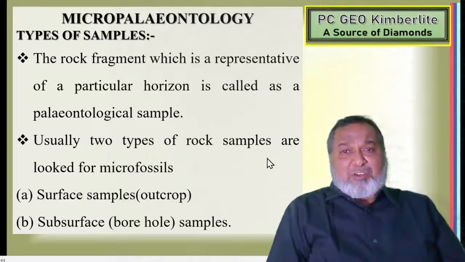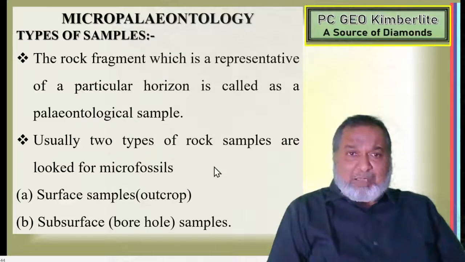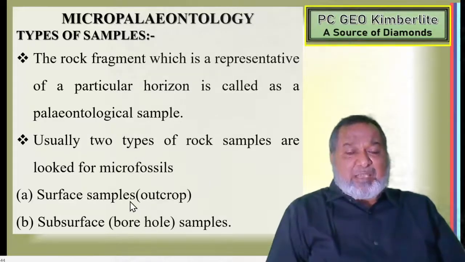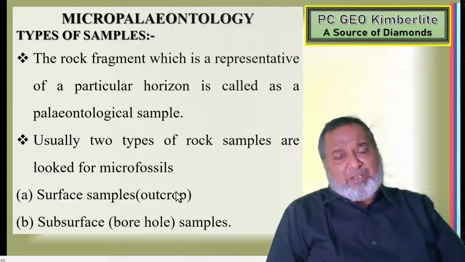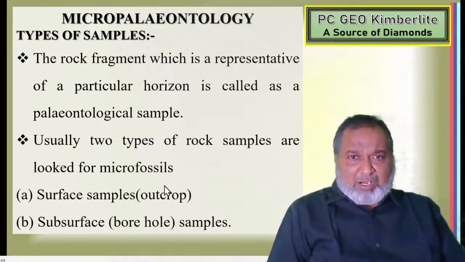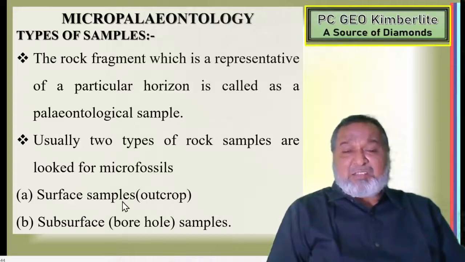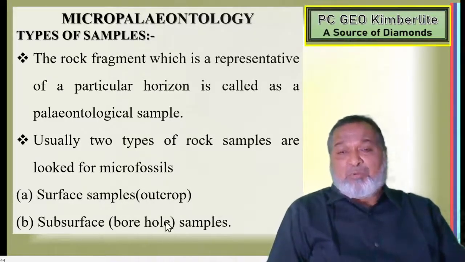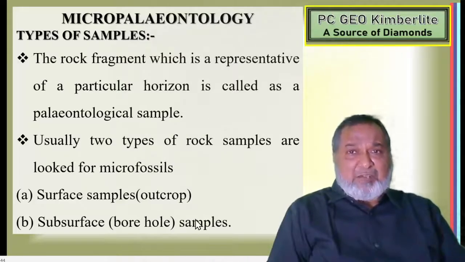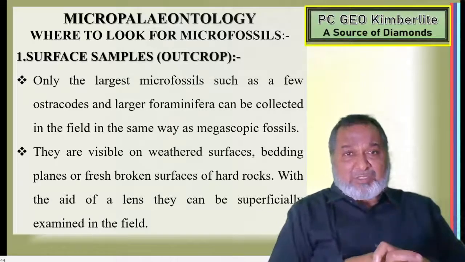Usually, two types of rock samples are looked at for microfossils. One is the surface sample, that is, the outcrop. Wherever we go, in road cuts, river cuts, or landslide areas, we can get surface samples. The other is the subsurface sample from boreholes. Wherever drilling has been done, from the borehole samples we can pick out the microfossils.